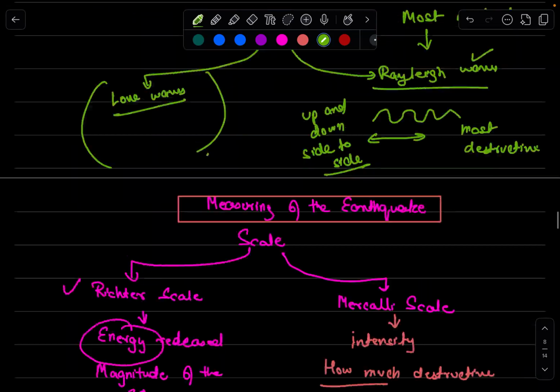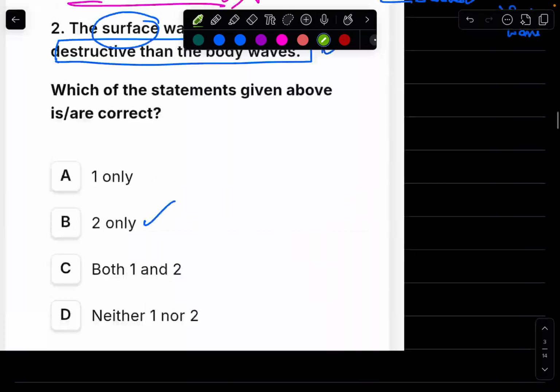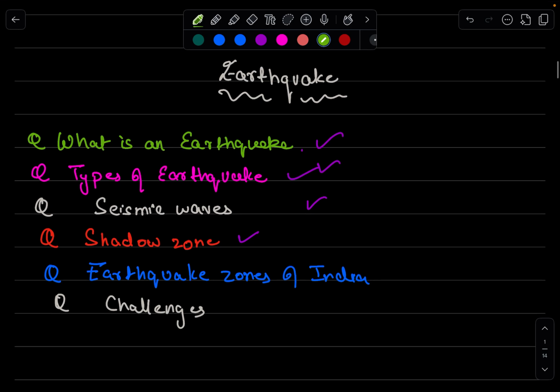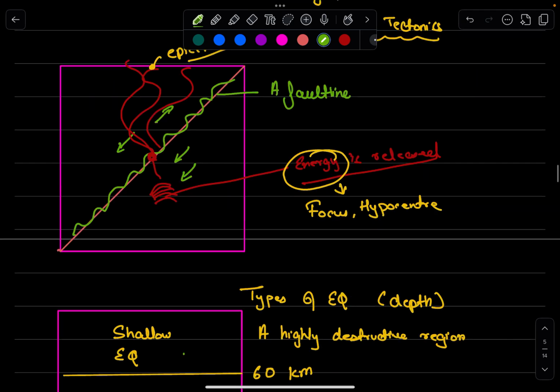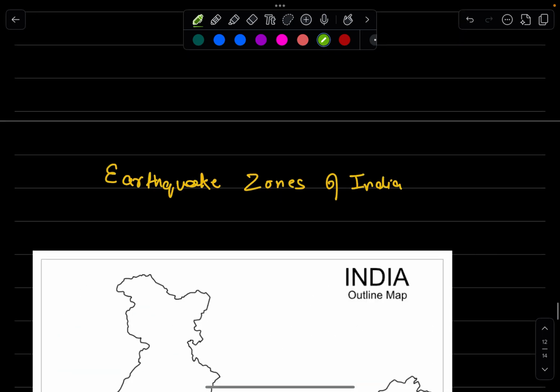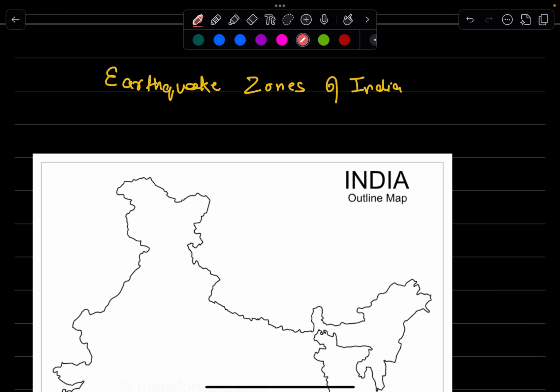Now let's move forward and talk about our next topic: earthquake zones of India and the challenges. If we talk about the earthquake zones of India, the earthquake zones are divided into 4 categories, from zone 2 to zone 5. So zone 2, zone 3, zone 4 and zone 5. There are actually 4 earthquake zones, and these 4 earthquake zones are as such.